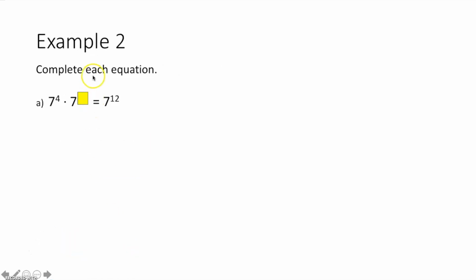Now example 2 says complete each equation. Here we have 7 to the 4th times 7 to the something power equals 7 to the 12th power. Again, when you multiply like bases, you just add the exponents. So basically, this is just a puzzle. 4 plus what equals 12? Well, you could either guess and check, or you can take 12, subtract 4, and that'll tell you what this is going to be. So what's 12 minus 4? That's 8. So this is going to be 7 to the 8th power.